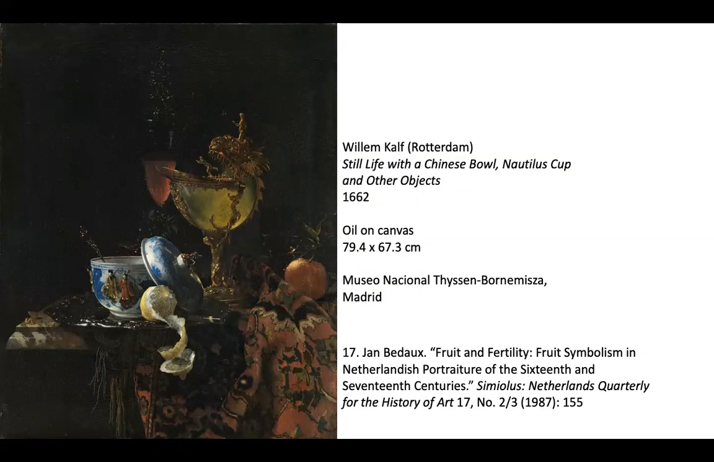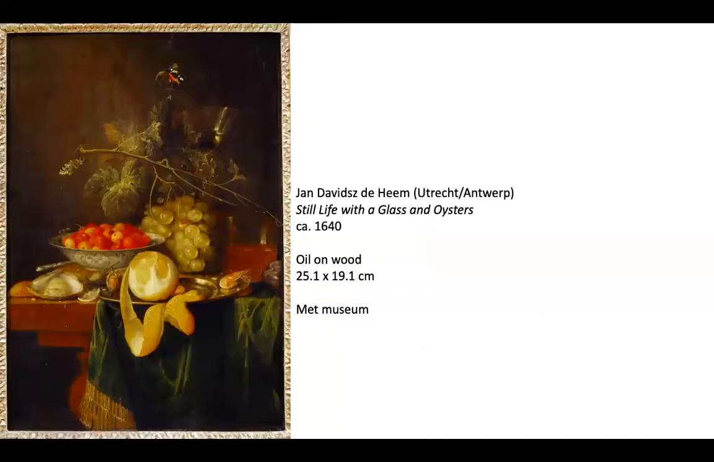Kalf's 1662 still life with a Chinese bowl, a Nautilus cup, and fruit surrounds the deftly peeled lemon with other elements of the Dutch trade industry, while Still Life with Peeled Lemon by Jean Davies de Heem, circa 1650, surrounds the lemon with other fruits.